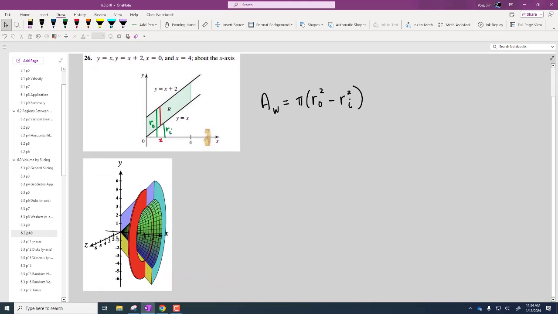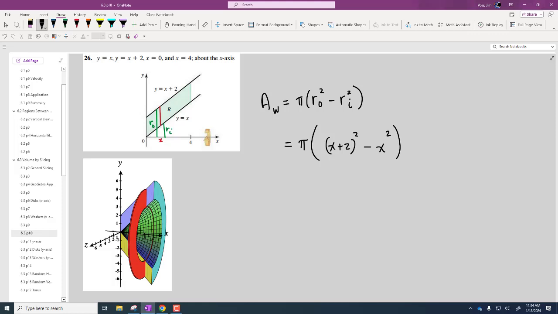So the area of the washer is pi times the outer radius squared minus pi times the inner radius squared. You can factor out the pi, and you have this. The outer radius is this entire green segment rotated around, right? The green disk, or the outer disk, is going to be that whole radius rotated around. So that's going to be (x plus 2) quantity squared, minus the inner radius, which is x, so minus x squared.